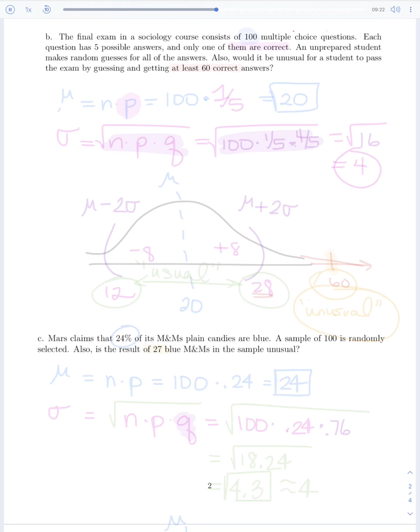The final exam in a sociology course consists of 100 multiple choice questions. Each question has 5 possible answers, so that means like an A through E situation. Only one answer is correct. Also, the question is, what would be considered unusual? Would getting at least 60 questions correct be unusual? So, they want us to go ahead and answer a couple questions here.